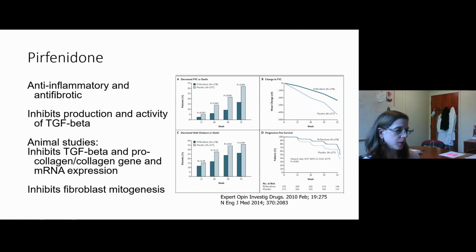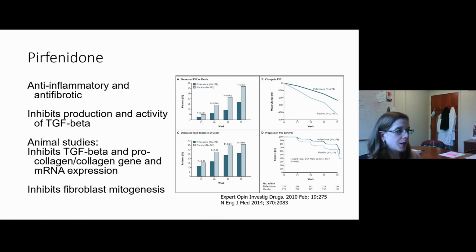At the same time, landmark trials were published in the New England Journal of Medicine for both pirfenidone and nintedanib. Pirfenidone is an anti-inflammatory and anti-fibrotic agent that inhibits production and activation of TGF-beta. And TGF-beta is one of the critical components of the pathway towards development of IPF. There were animal studies that suggested that physiologically pirfenidone may be beneficial in this pathway. And ultimately, after a number of studies were done, it was demonstrated that pirfenidone both clinically and statistically slowed the rate of progression of disease.